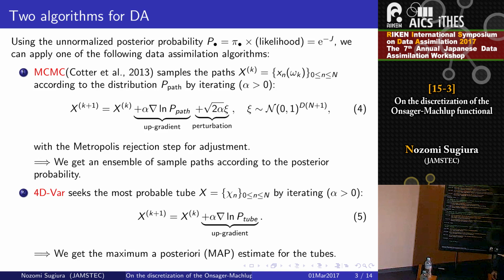And the second one is 4D-Var. 4D-Var seeks the most probable tube, chi, by iterating. It's a smooth tube, chi, iterating like this. It's just a gradient method. Then you can get the MAP estimate for the tubes.